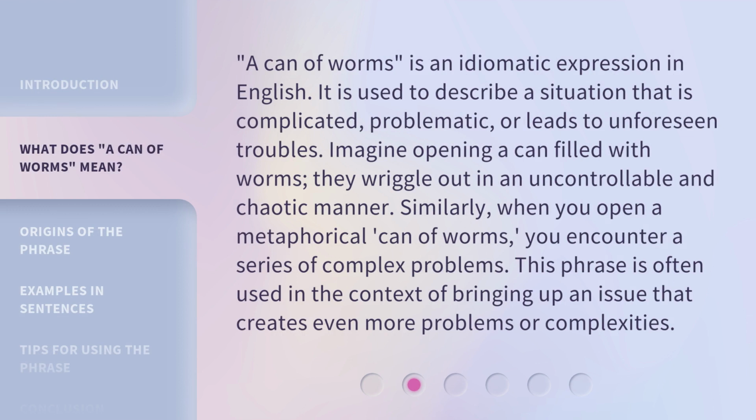A can of worms is an idiomatic expression in English. It is used to describe a situation that is complicated, problematic, or leads to unforeseen troubles. Imagine opening a can filled with worms. They wriggle out in an uncontrollable and chaotic manner. Similarly, when you open a metaphorical can of worms, you encounter a series of complex problems. This phrase is often used in the context of bringing up an issue that creates even more problems or complexities.